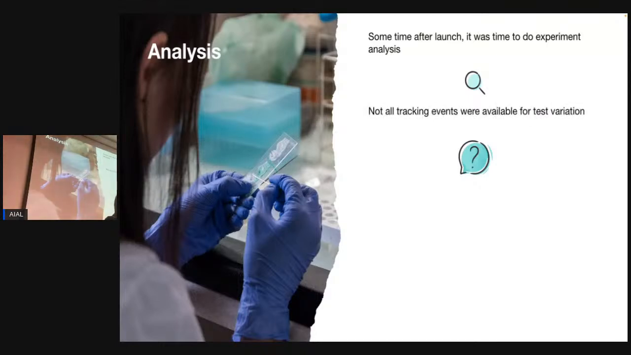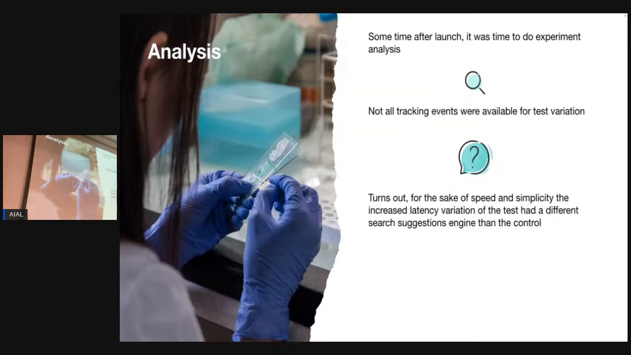What I noticed is that not all traffic events were available for a test variation. So basically the users who had the normal experience, we had all the necessary tracking, but for the ones with modification, not everything was in place. So that was weird. I went to the team and said, okay, can you explain why is that so?